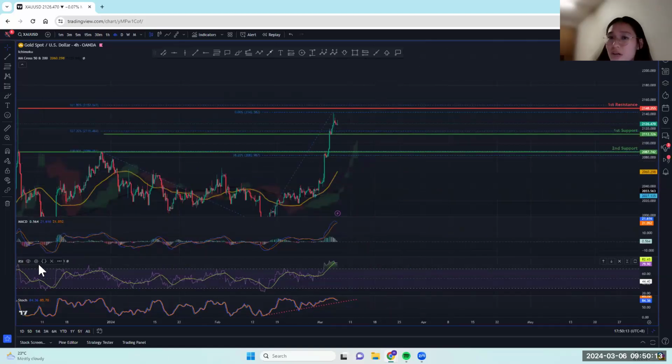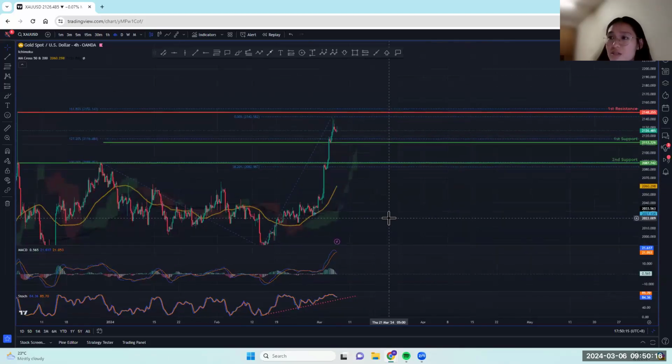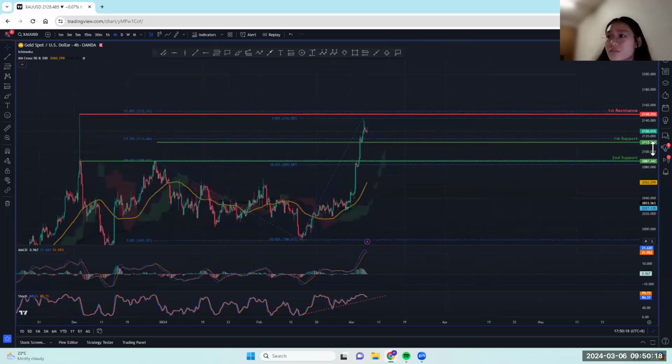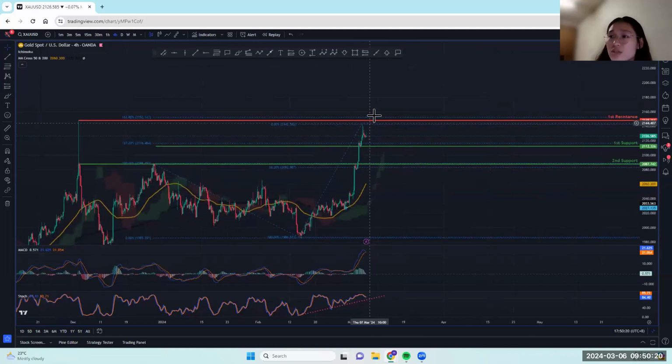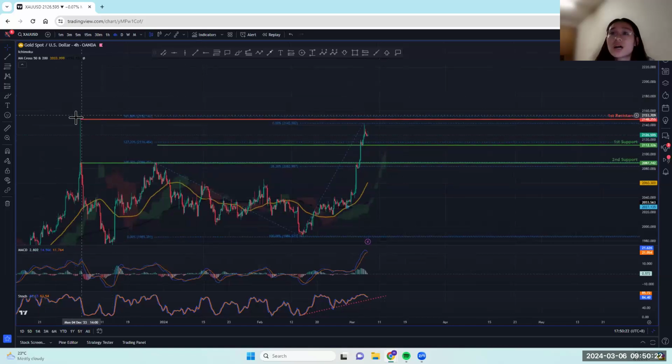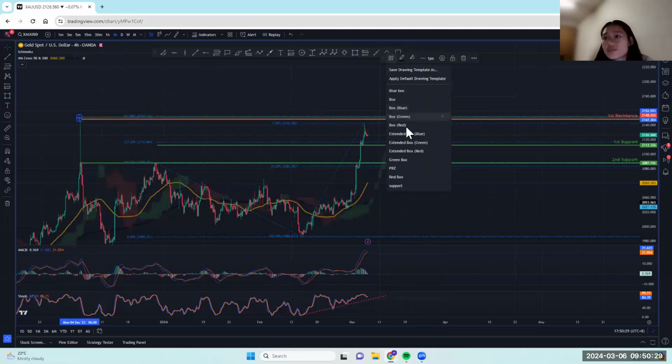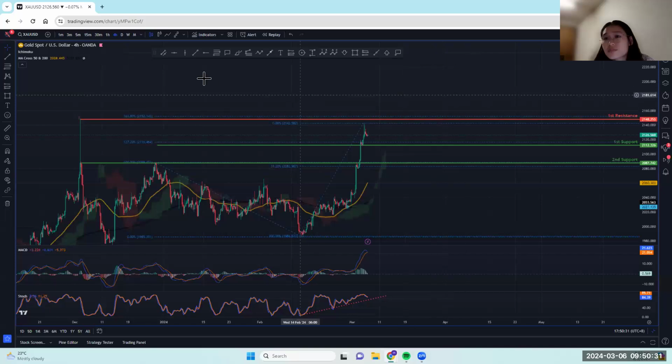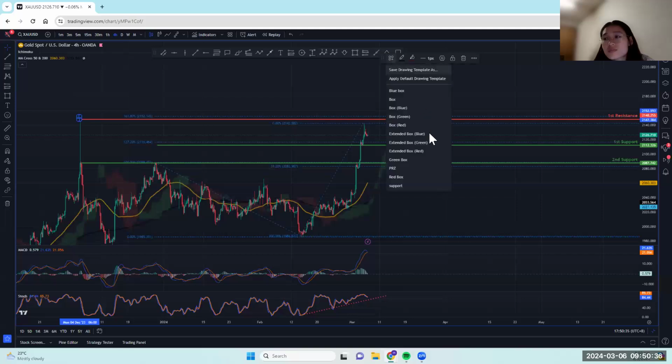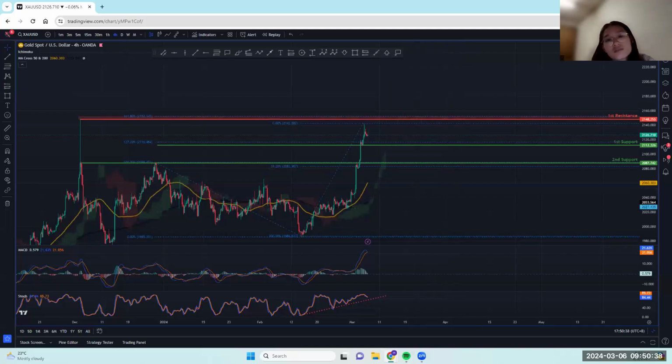Okay, so I'm going to remove my RSI because it doesn't support our analysis. Okay, so we're expecting it to continue to move higher towards our 161.8 and this swing high level here. Okay. Are there any questions?